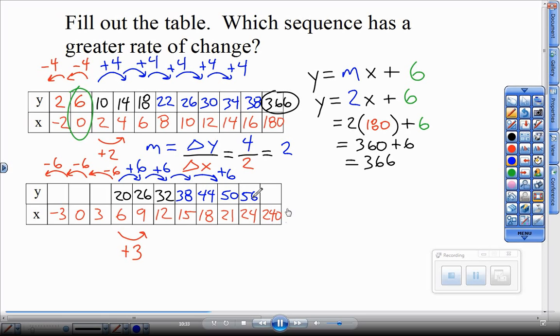240th term, I'm going to need the equation for. Going backwards, 20 minus 6, 14. 14 minus 6 is 8. 8 minus 6 is 2.